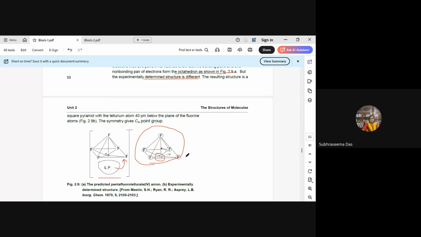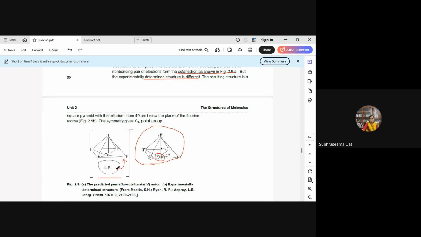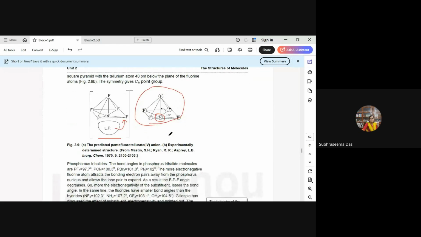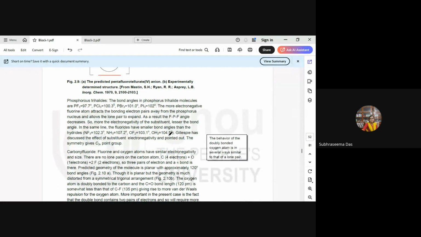So here this is the tellurium atom, and the predicted geometry was square pyramidal. It should have been an octahedron, whereas due to the presence of this one lone pair, the shape now changes from an octahedron to a square pyramidal. So this is how our VSEPR theory, with the influence of the lone pair interaction, has been very crucial in understanding the geometry of the molecule.